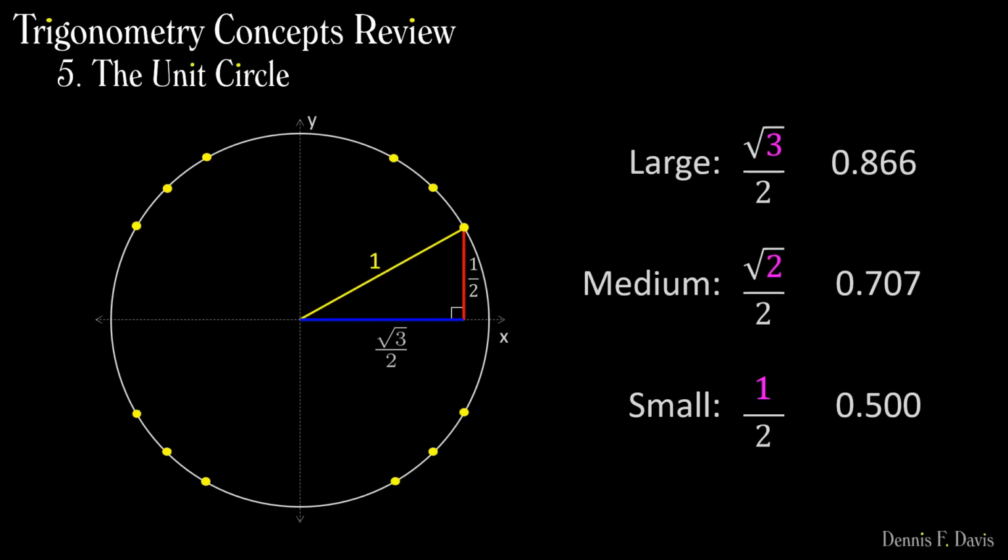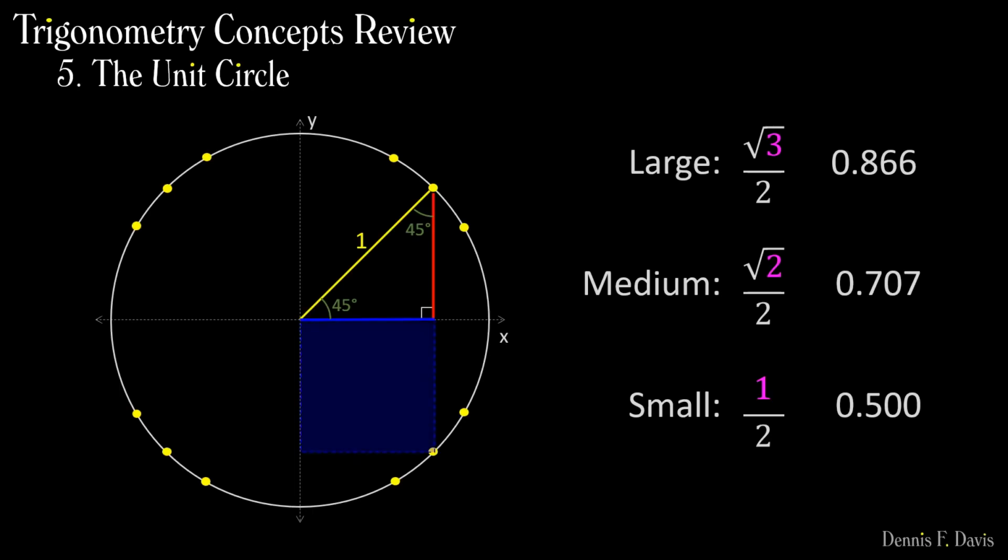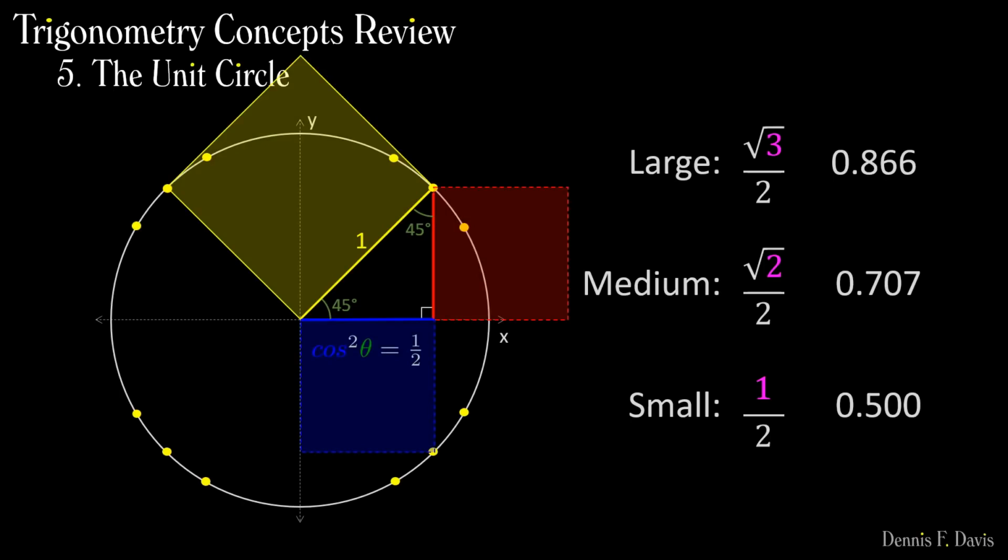To prove the medium length is the square root of 2/2, we draw a right triangle through the 45-degree mark. Again, using interior angles of a triangle, this other angle must also be 45 degrees. Since two angles are equal, their opposite sides must be equal, so the length of the red sides are equal. We'll find this length mentally. Area of blue plus area of red equals area of yellow, which is 1. So if blue and red add up to 1 and they're equal, their areas must each be 1/2.